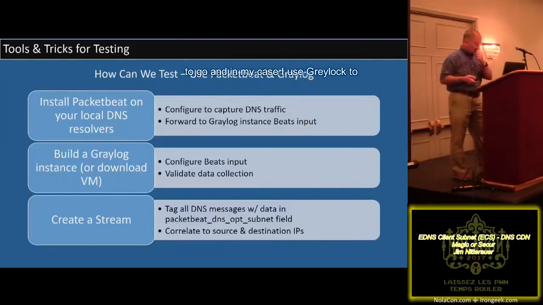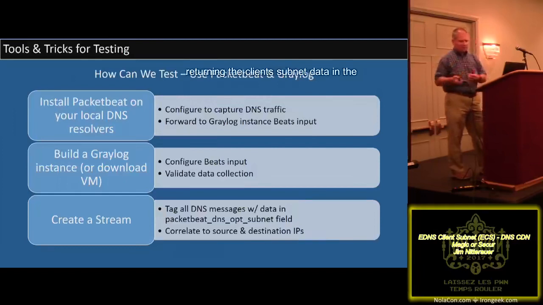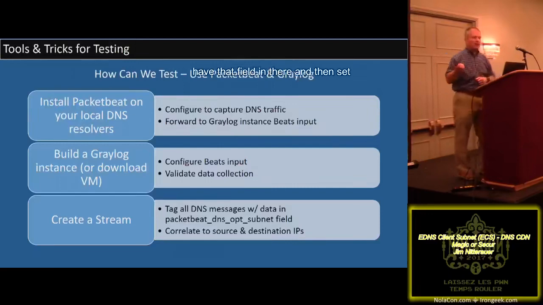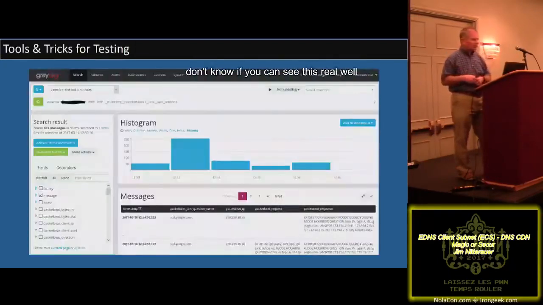In my case, I use Graylog, because we already have that built into our environment for monitoring. So we can send all of the data from our cache servers and our authoritative servers to Graylog, and we can see whether servers are returning the client subnet data in the packet. If you wanted to go further, you could create a stream, tag all the DNS messages that have that field in there, and set alerts on that to see what kind of name servers were doing it.